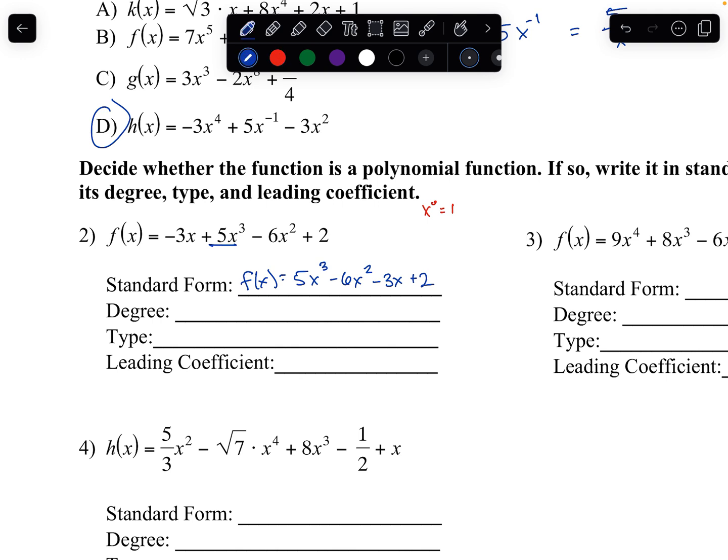Okay, so what is the degree of this polynomial? The degree of this polynomial is simply going to be the term where x has the highest degree. So this is a degree 3. It is not degree 5. It is not degree 6. You don't add up all of them. It's just degree 3. And the degree will tell us the type of polynomial that it is, and it is a cubic.